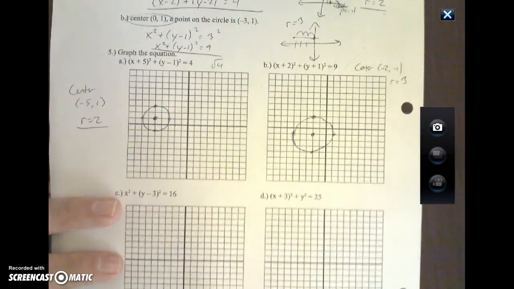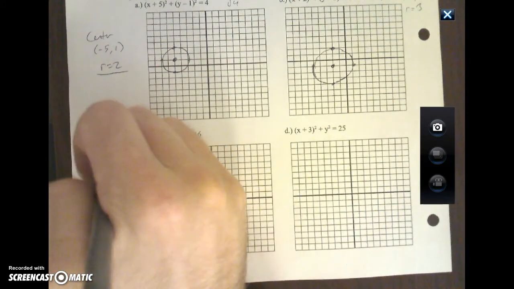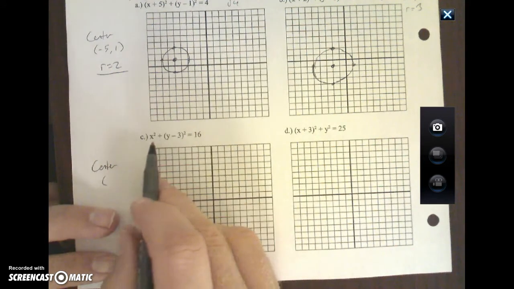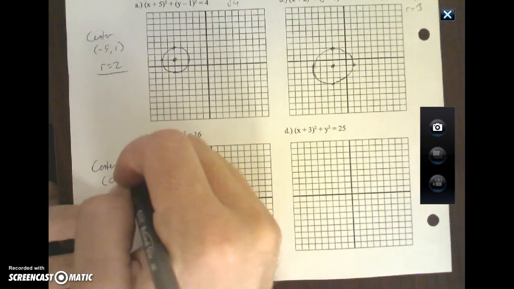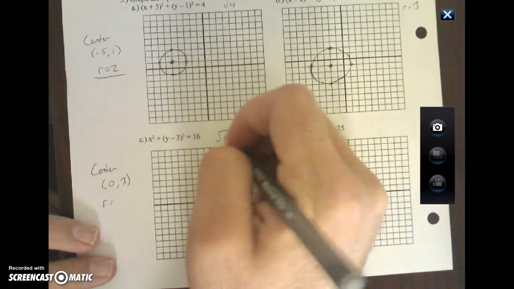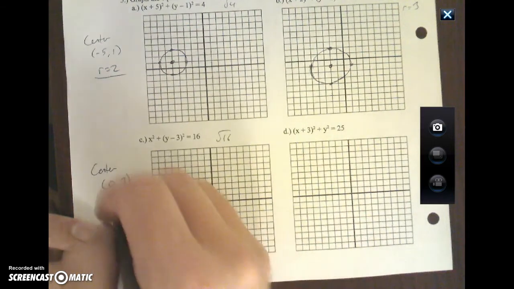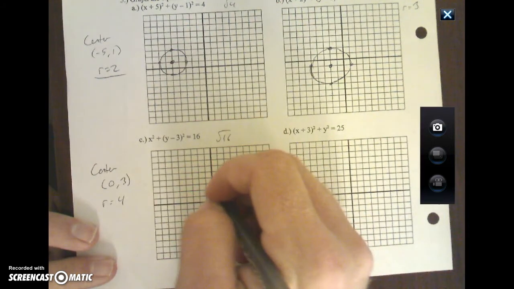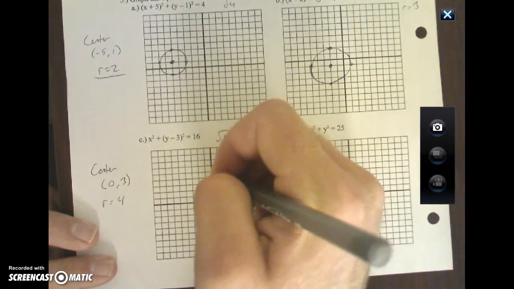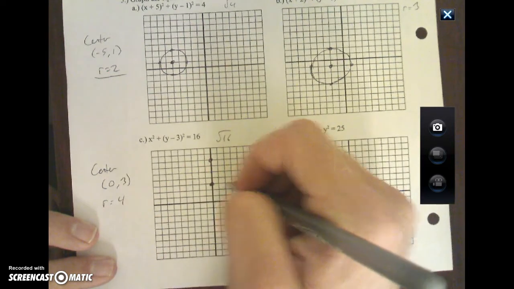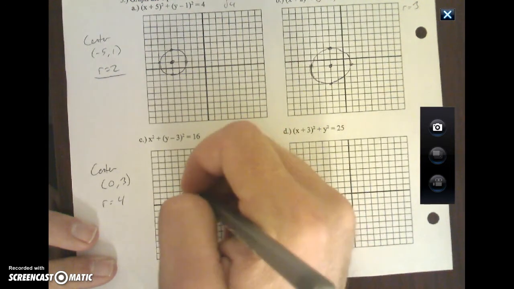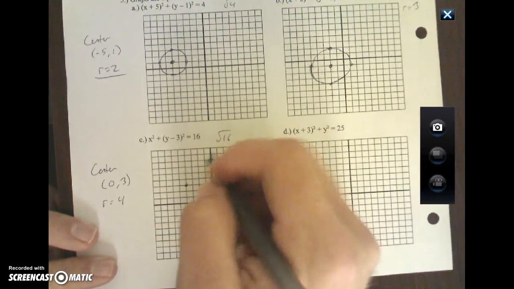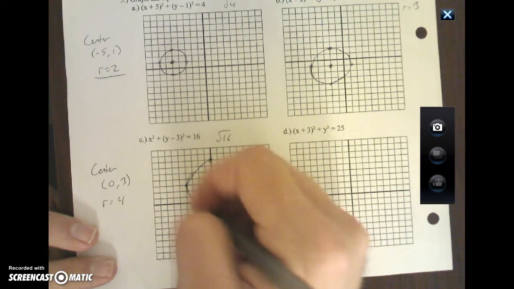Wonderful. Okay. Dos más. Center, because there's nothing next to x, my x value is 0. Opposite of negative 3 is plus 3. And your radius is, what's the square root of 16? 4. So there's my point. I'm going to go up 4. I'm going to go right 4. I'm going to go down 4. Left 4. Okay. Draw your circle the best of your ability.